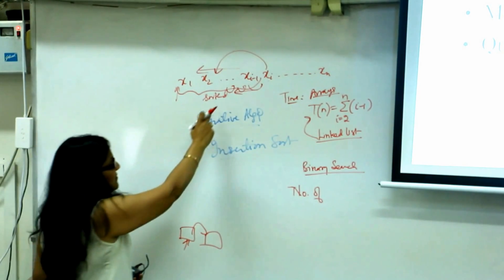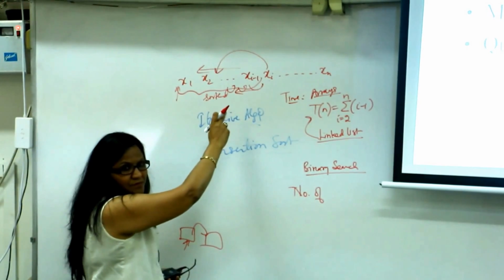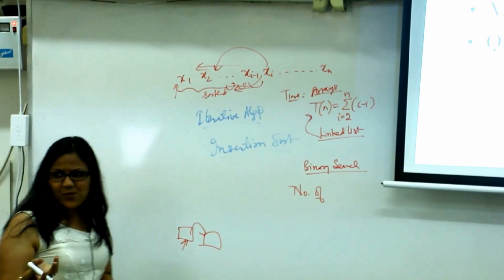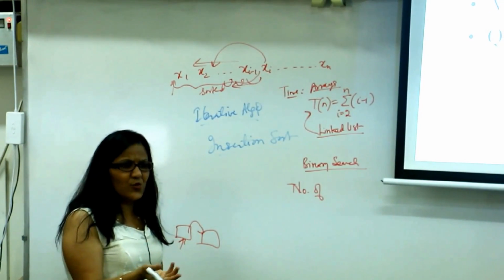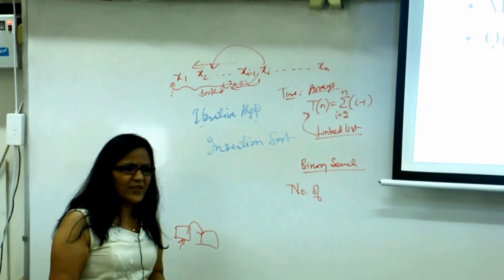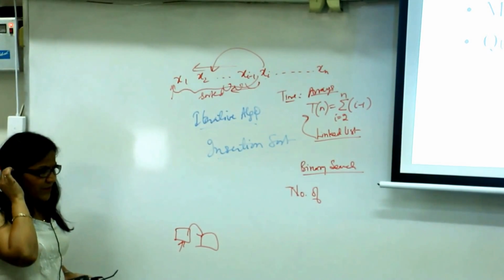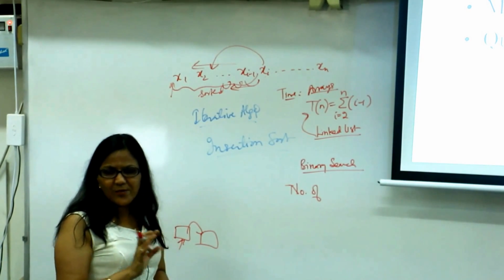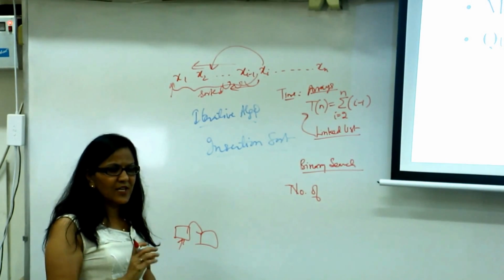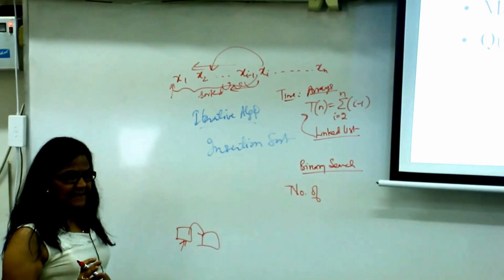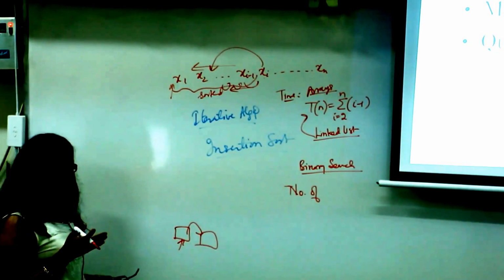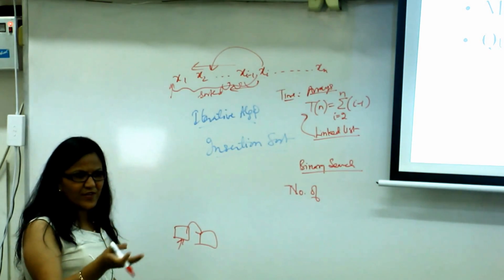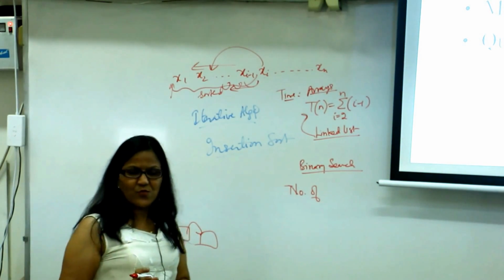How many moves here? At most i minus 1. So for every comparison you do one move, plus or minus 1 kind of a thing. So almost for every comparison you are doing one move. So i minus 1 comparisons in the worst case, i minus 1 moves in the worst case. So you got that. In a linked list there is no move. Whenever you find the place you insert, you do as many comparisons, but there is no move.